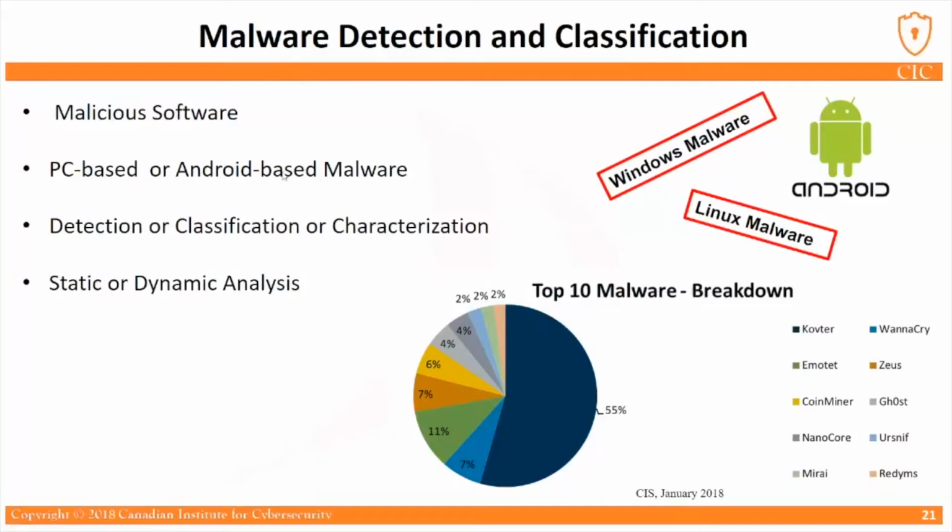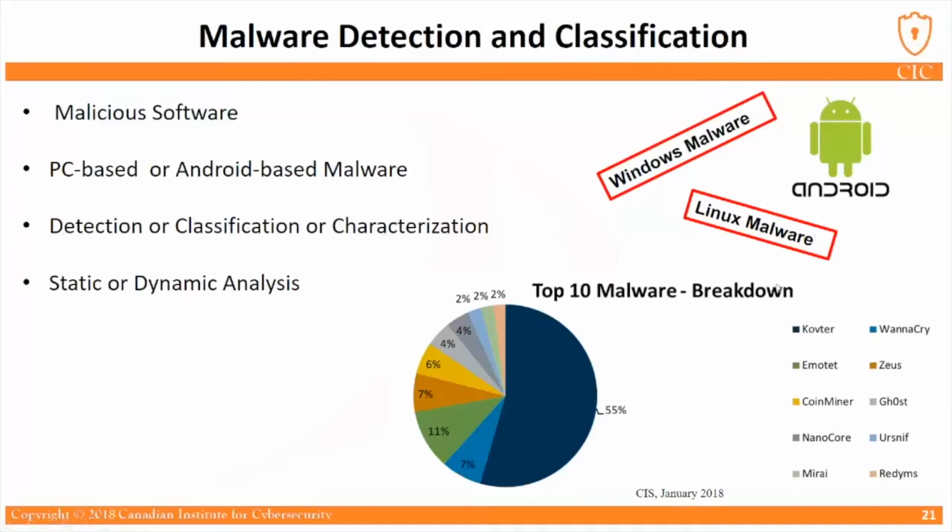Depending on the infrastructure, the device or operating system that they are active and implemented on, we can have PC-based or Android-based malware. If we want to identify a malware, we can have any of these tasks. We may want to detect a malware, to know whether it is malicious or benign, or we may want to classify it into different categories, for example, Trojans, ransomware, virus, or adware, or we want to characterize it, dig into the families.